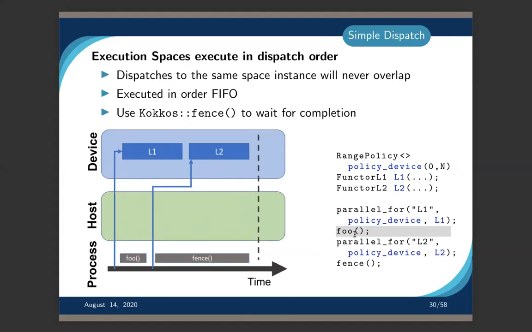You could execute foo first. If you do the parallel for after foo, obviously the second parallel for dispatch waits until foo is done. So if L2 depends on foo, because foo is just modifying some data L2 is actually going to use, like UVM data or host pinned space, something which is accessible from the device, then obviously you have to dispatch in that order. If L2 is independent of foo, then what we did before is better, because in this case, if foo takes longer than L1, you waste time on the device. Okay.